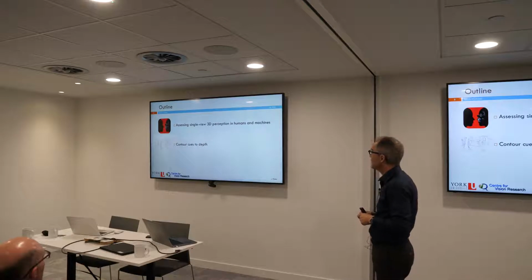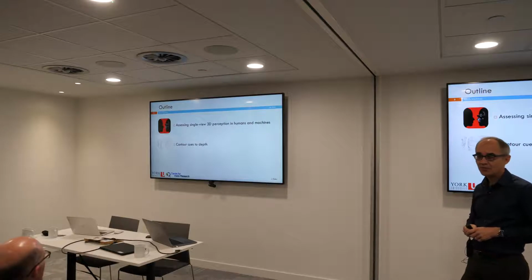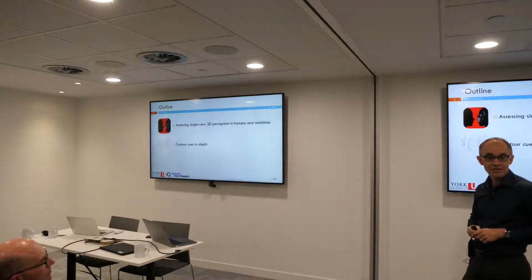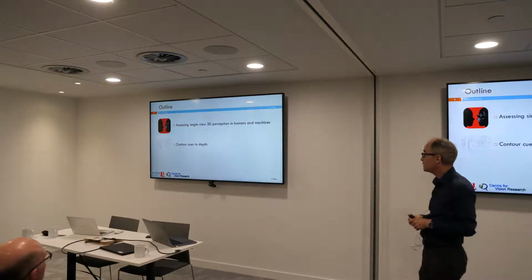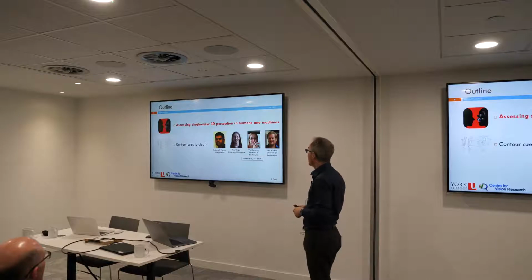So first of all, I want to address the first thing, which is how do humans and machines perform relative to each other on the problem of single view 3D perception. Surprisingly, we don't really know. People haven't done that many general studies of that problem. So let me talk about some recent results we have on that.